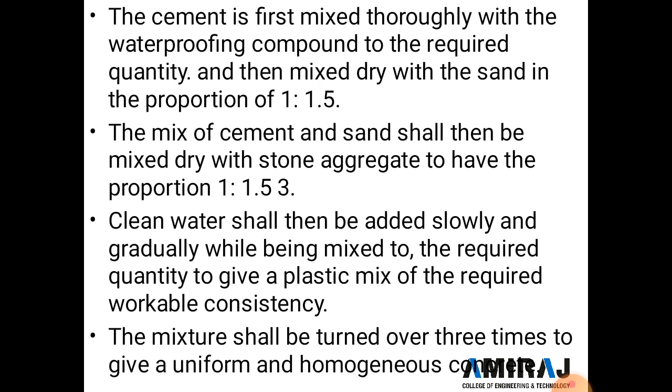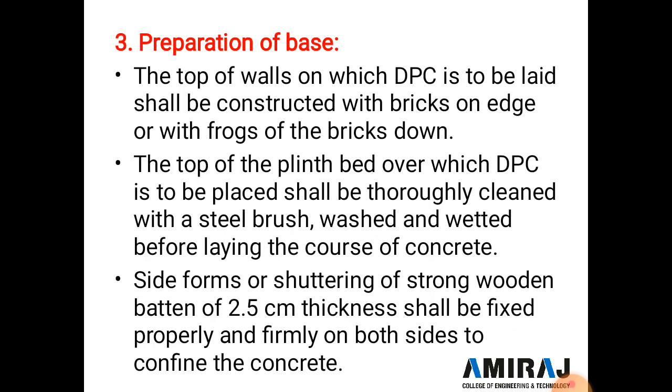And the cement is first mixed thoroughly with the waterproofing compound to the required quantity, and then mixed with sand in a proportion of 1:1.5, and the cement-sand mix is then mixed with dry stone aggregate in a proportion of 1:1.5:3. Now clean water shall be added slowly and gradually while mixing these three materials, and the mix shall be turned over 3 times to give a uniform and homogeneous color.